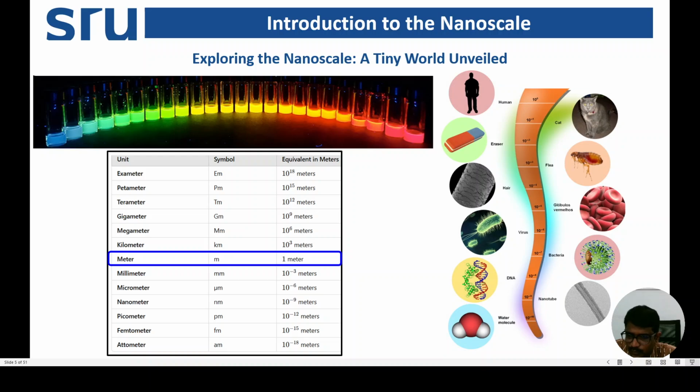That means from top to bottom, you can see the size reduction, from the human size to the eraser and the hair. You can see the size reduction in these objects. From macro scale it goes to micro, then to nano, and then to the picometer level. This is the size reduction in terms of measurement for our understanding.